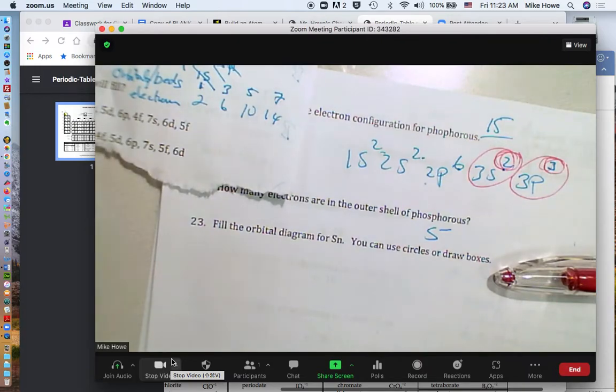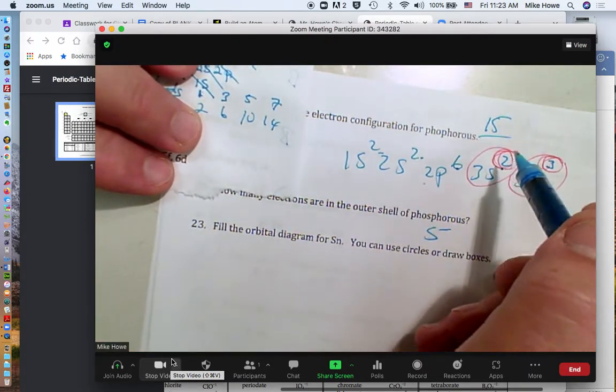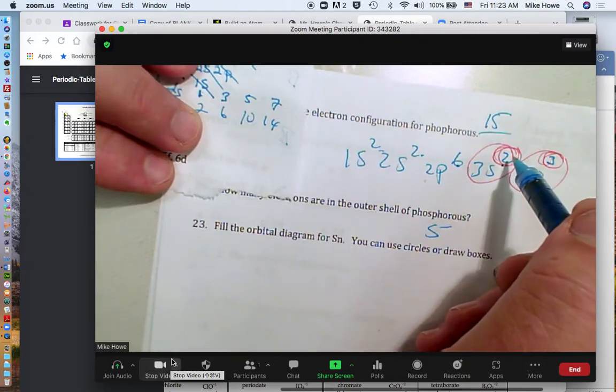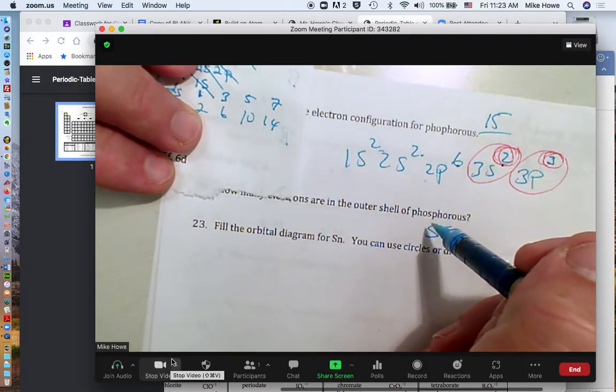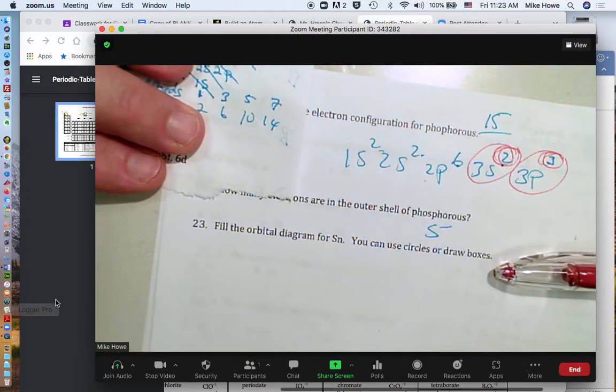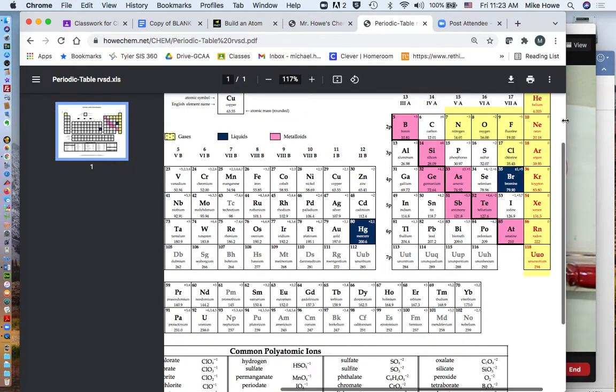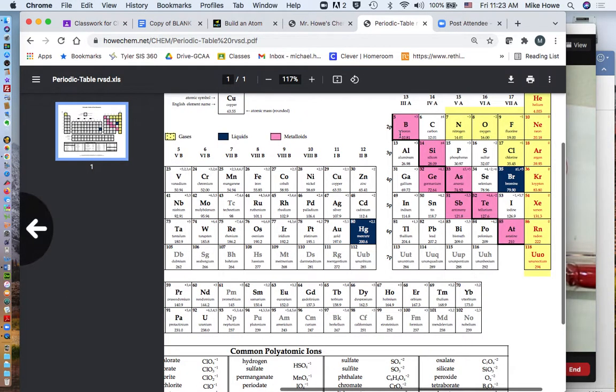All right, so this was the electron configuration. 3s2, 3p3. There's 2 here, there's 3 there, so there are 5 in the outer shell. Another way to know how many are in the outer shell, look at phosphorus.